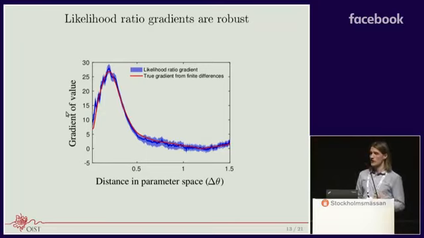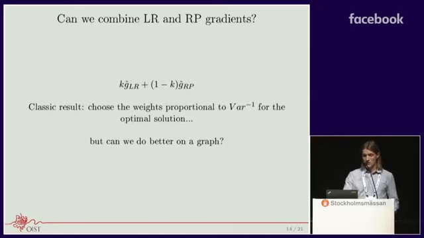Is there some way to combine the best of both reparameterization and likelihood ratio gradients? The simplest idea which one could try would be to just take a convex combination of the two gradient estimators. And the optimal way to do this would be to choose the weights proportional to the variance. But can we do better? Because we have a graph structure in our computation, there might be some way to get better performance. And indeed, this is possible.